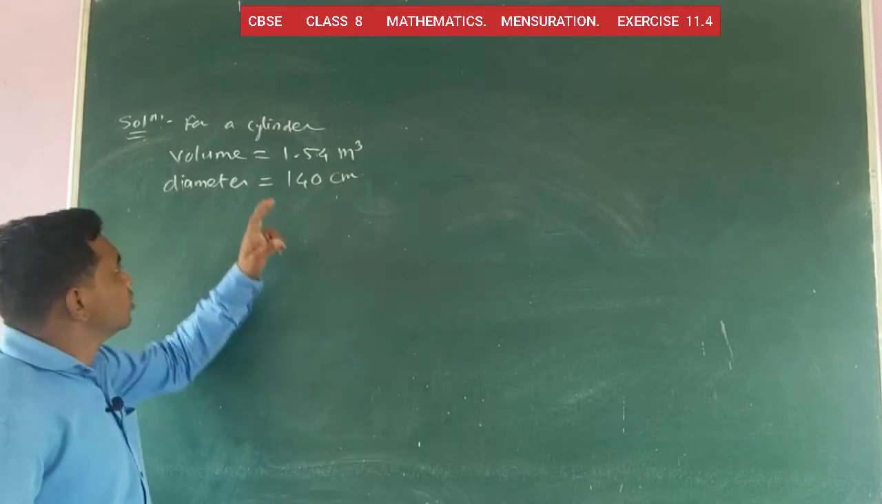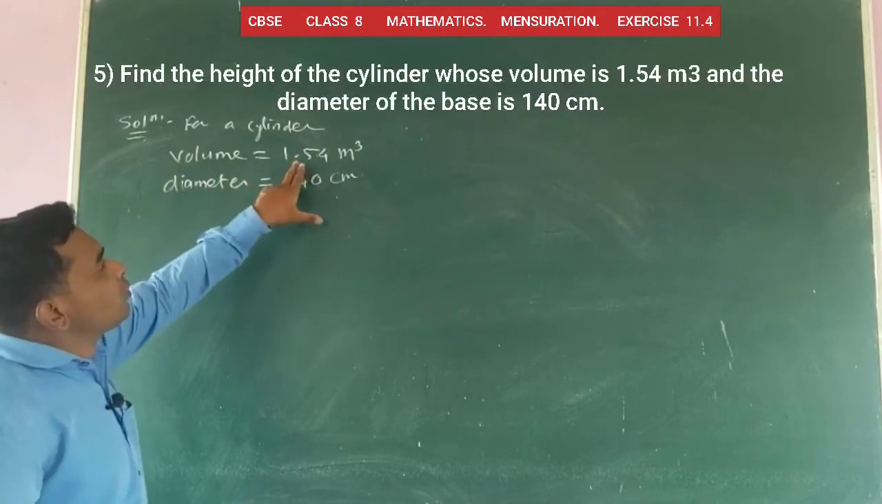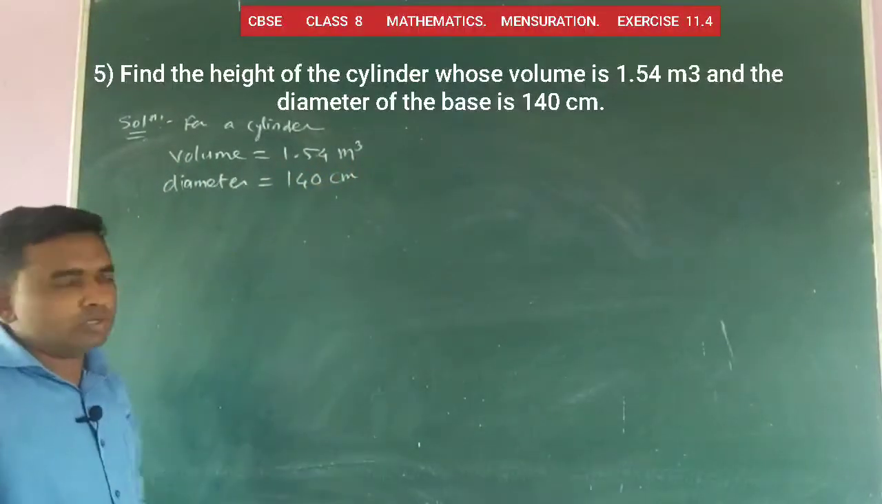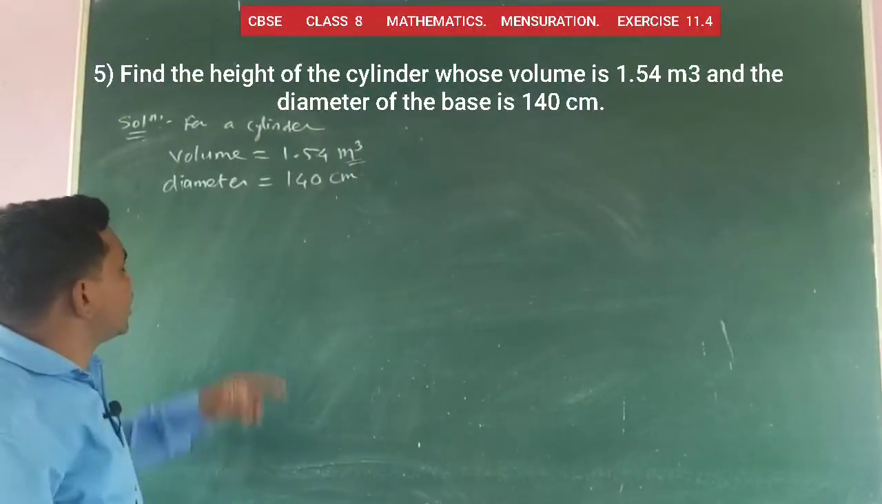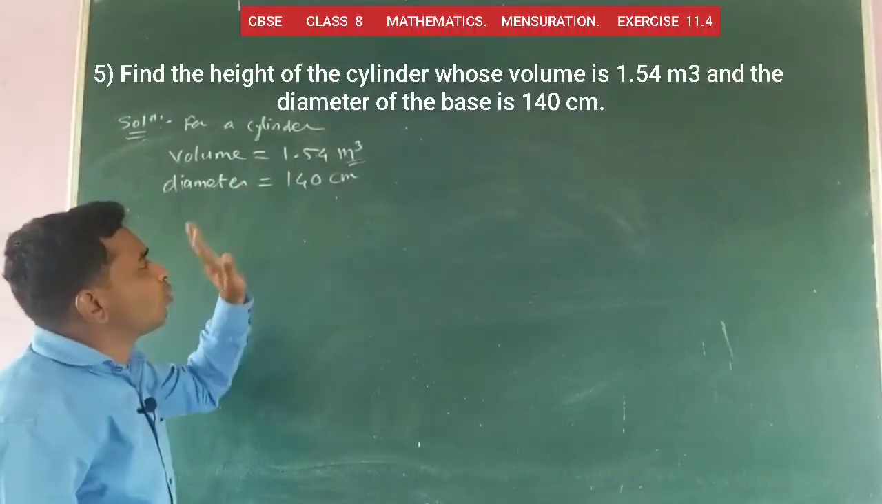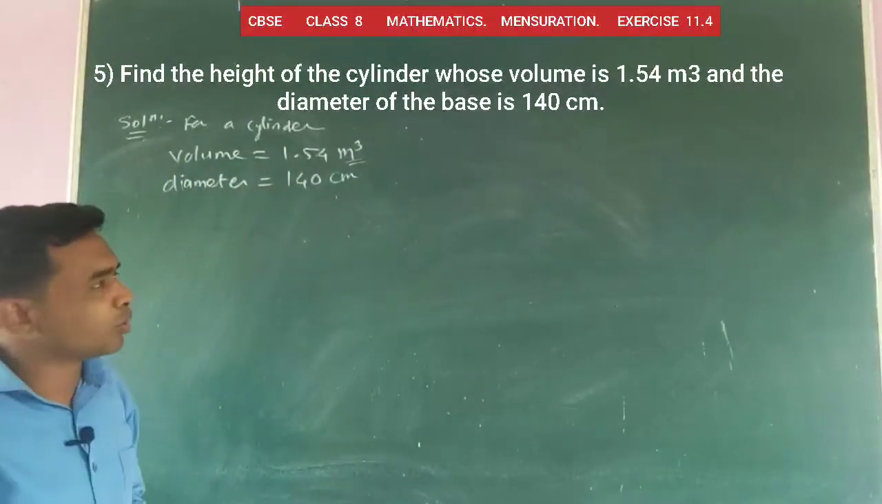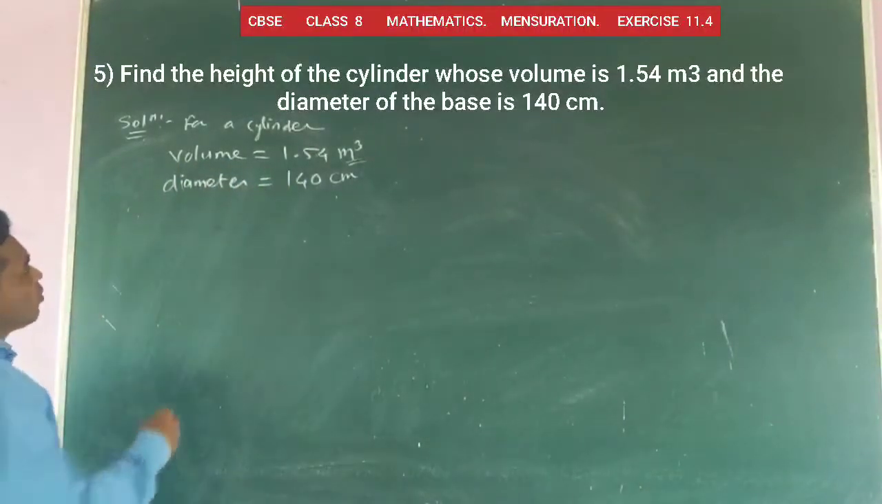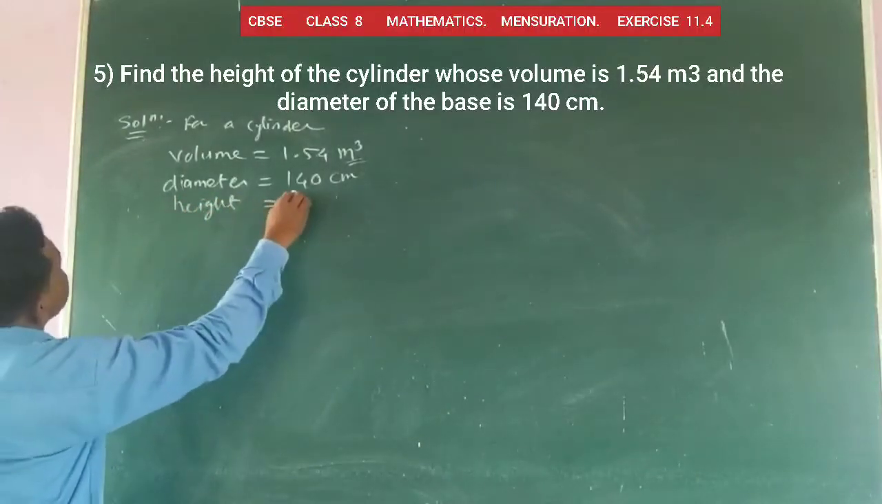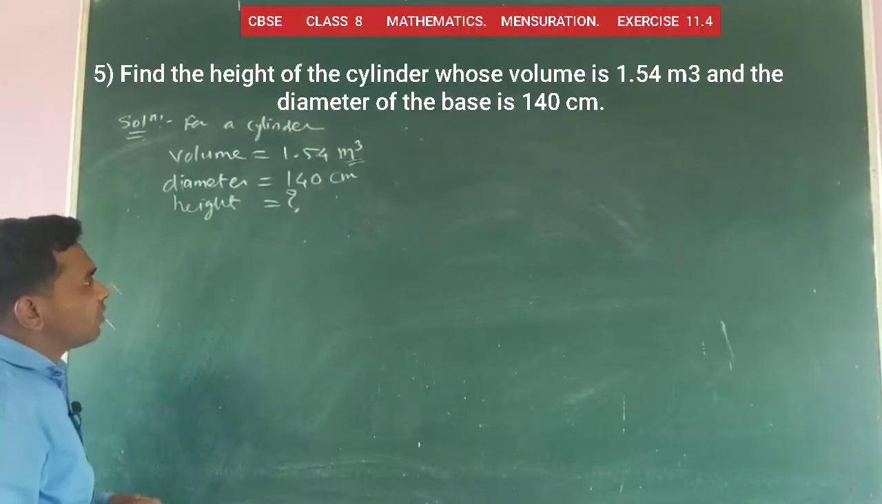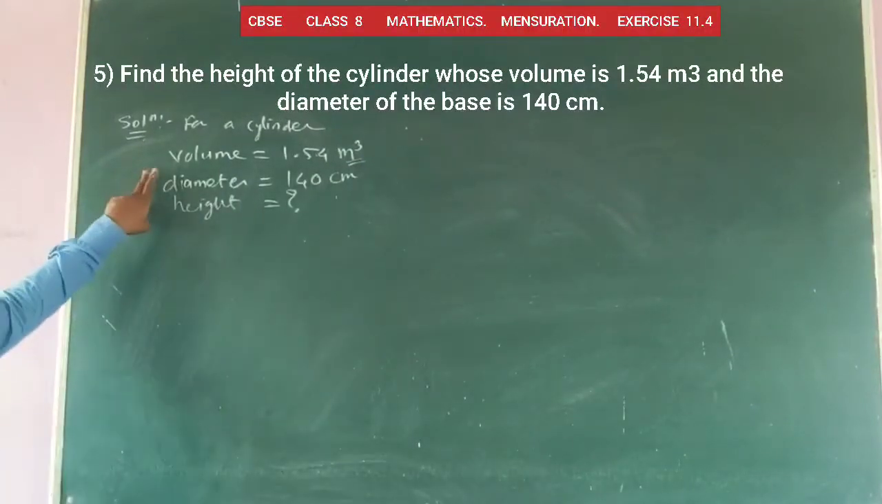Volume of the cylinder is 1.54 meter cube. Just concentrate on the unit. 1.54 meter cube, and the diameter of the base is 140 centimeter. And we have to find out the height of the cylinder. So this is the findable value, and here diameter is given.